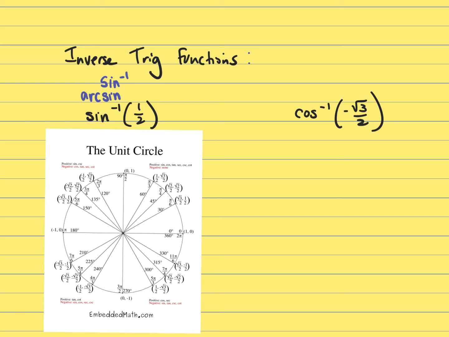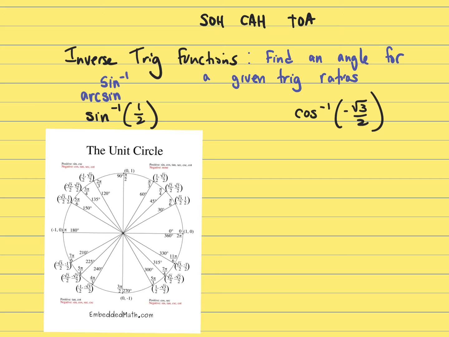And what an inverse trig function does is find an angle for a given ratio, one of our given trig ratios. So if we remember our trig ratios, those are our SOHCAHTOA and things like that. Remembering SOHCAHTOA can help when we're doing these things because we will set up right triangles and do a lot of our basic trig to find these values.